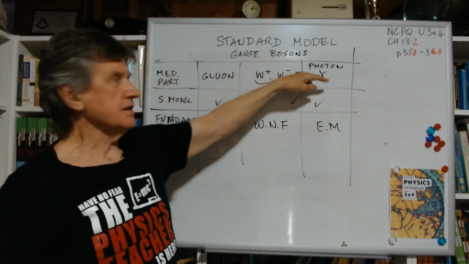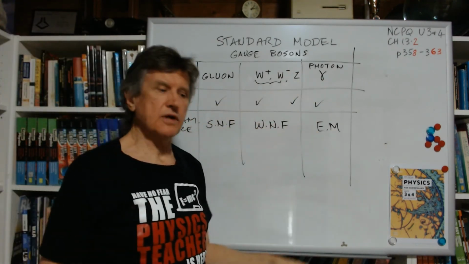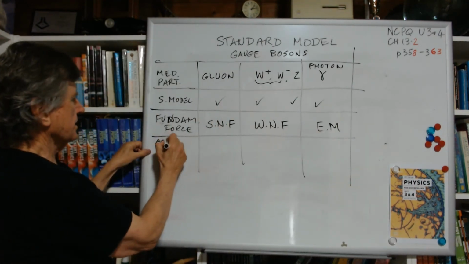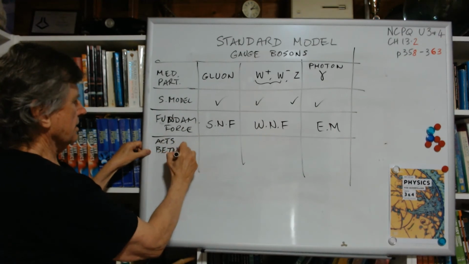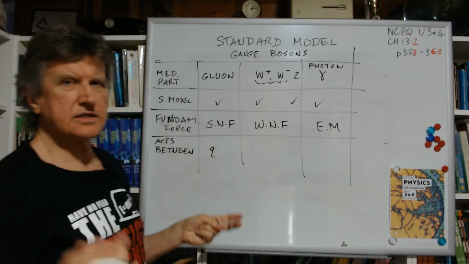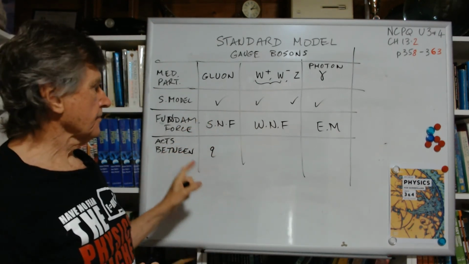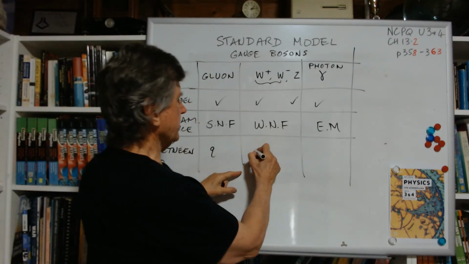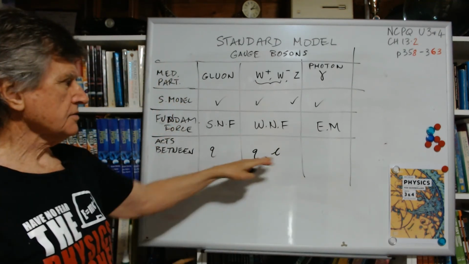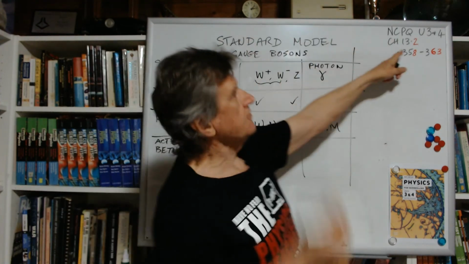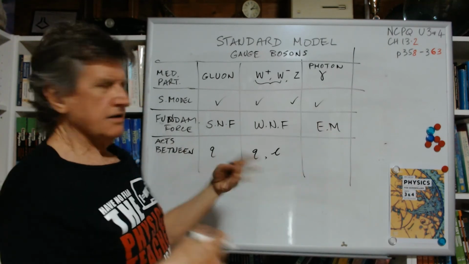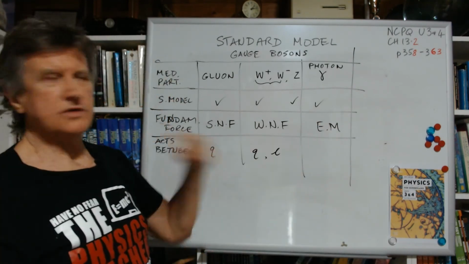And I could say acts between. Now, the gluon acts between quarks only. That's the only thing it acts between. The weak nuclear force acts between quarks and leptons. So all quarks, all leptons, and you'll see in this chapter 14 when we do it how this applies. I'll do some diagrams. They're called Feynman diagrams, and you'll see how all of this ties together. At the moment, this is just recall. There's nothing more to this than simple recall.